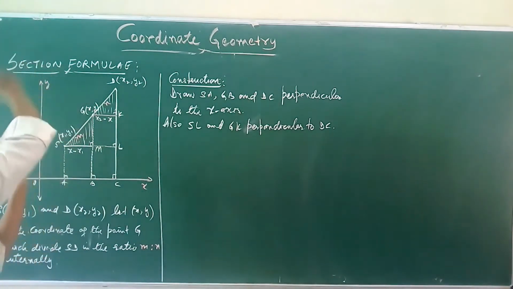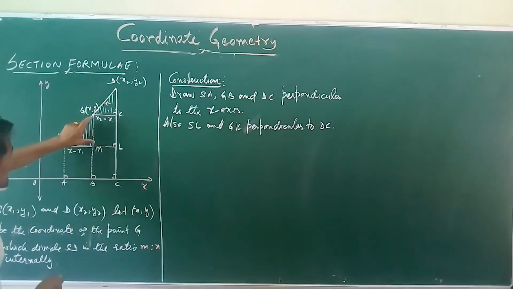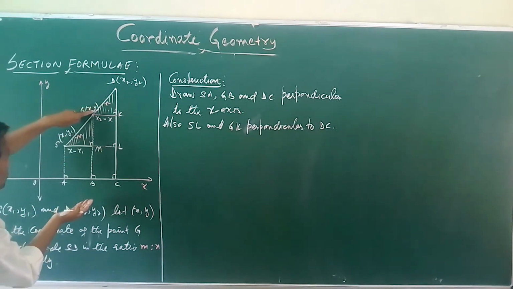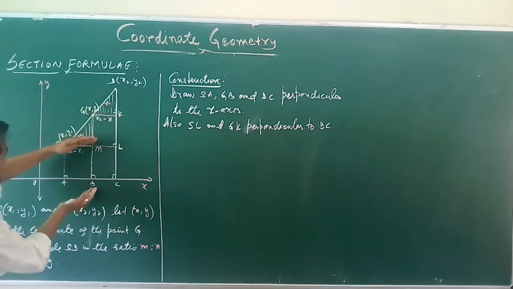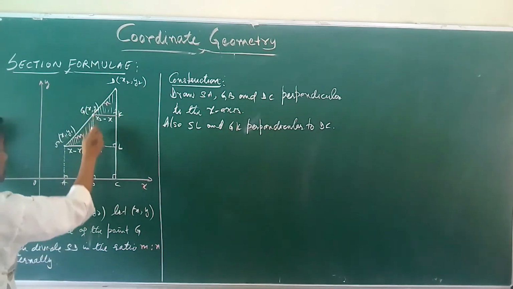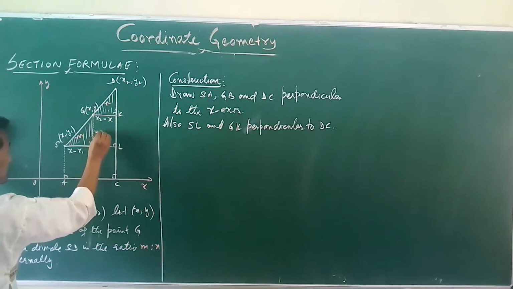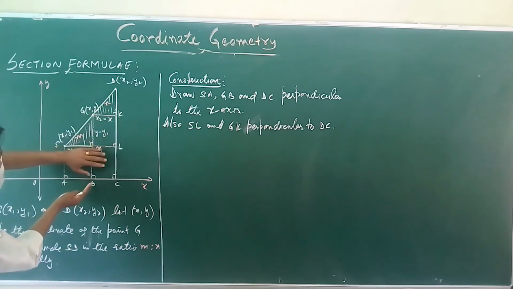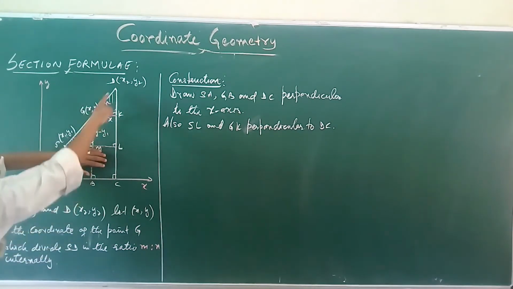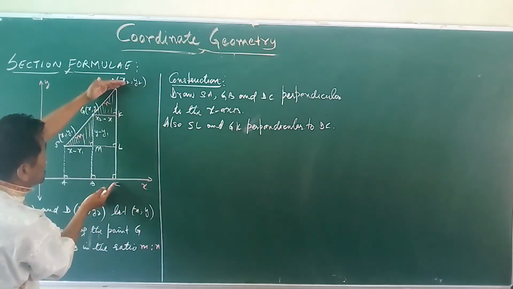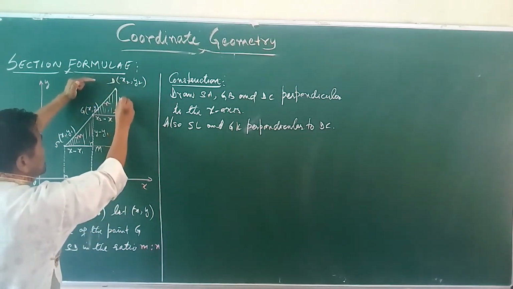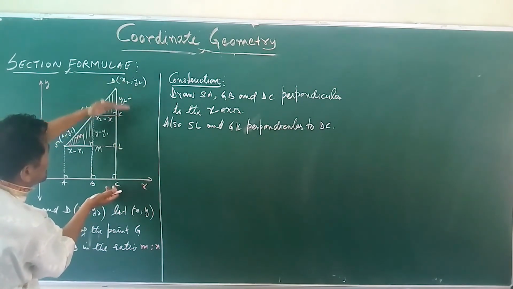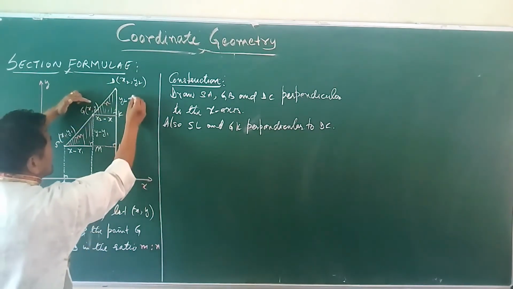Exactly the same for the y-axis. The y-coordinate of S is y1, and of P is y, so y minus y1. The y-coordinate of D is y2, and so on with y and y2.